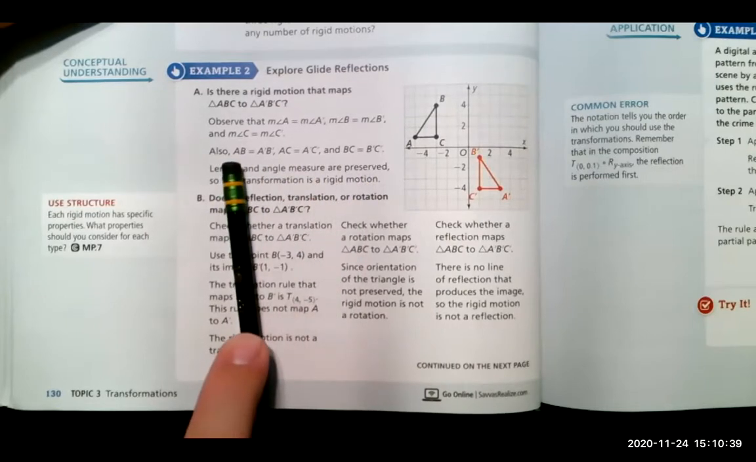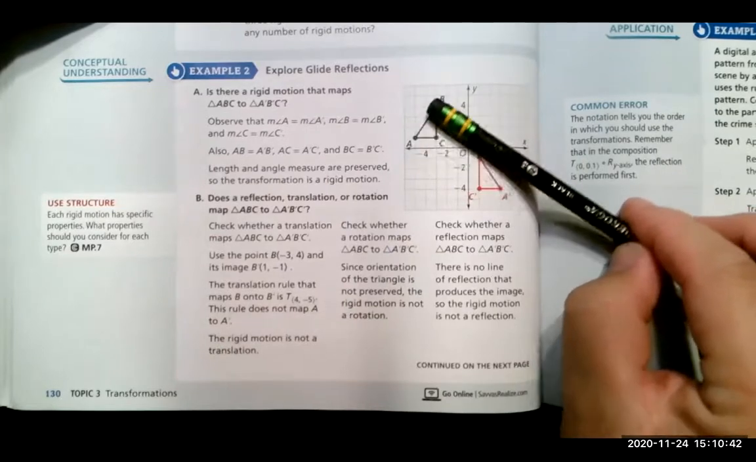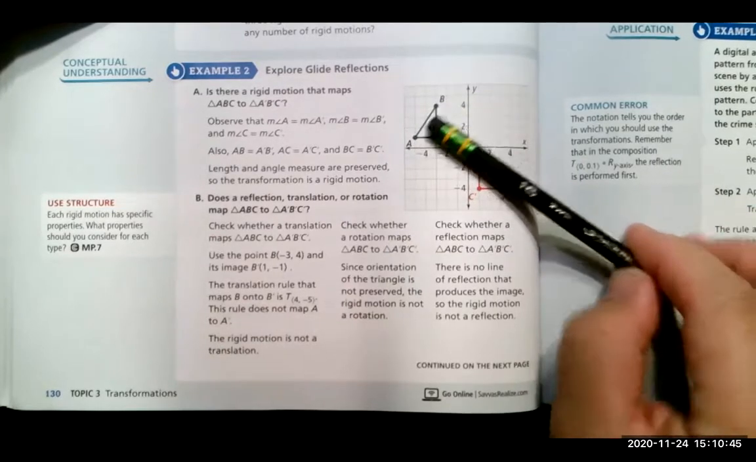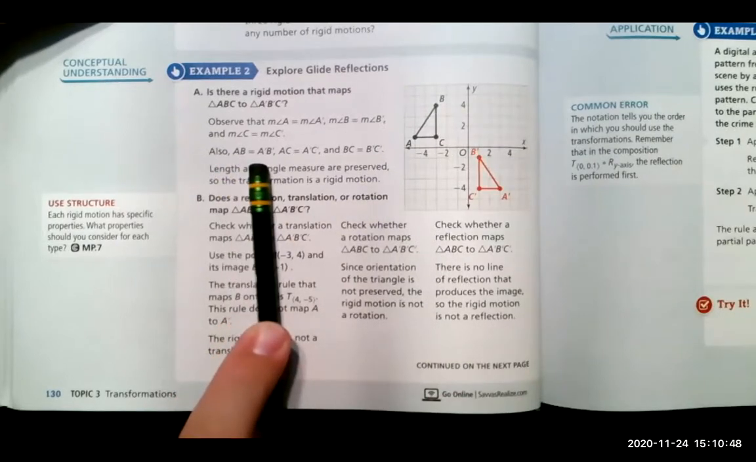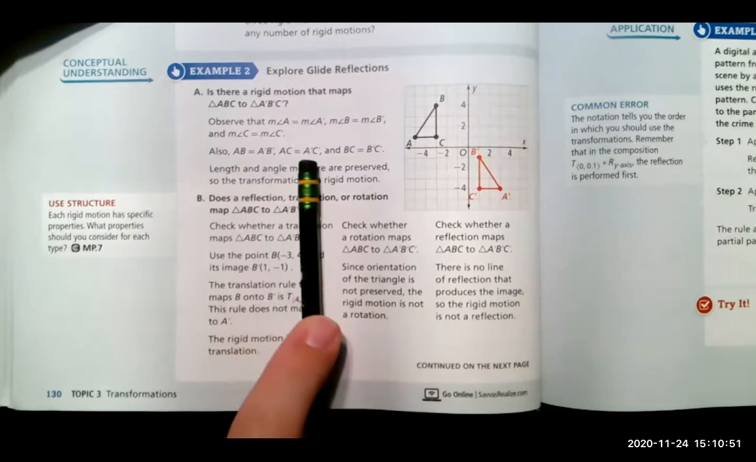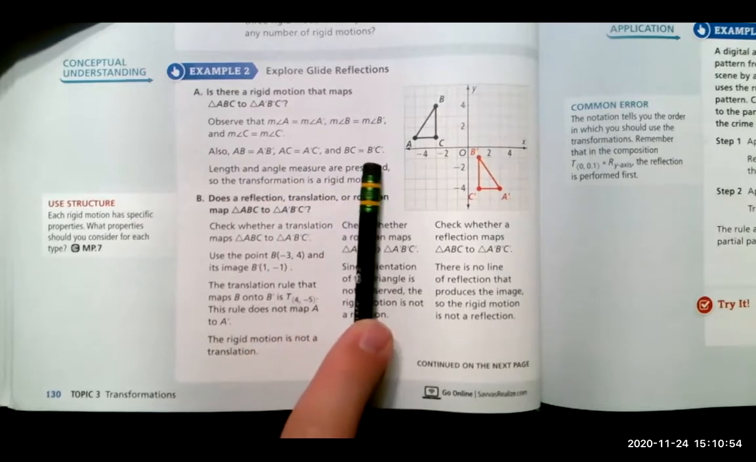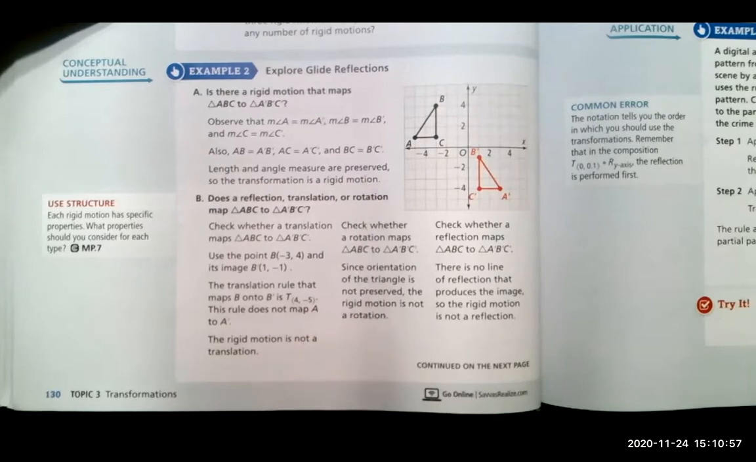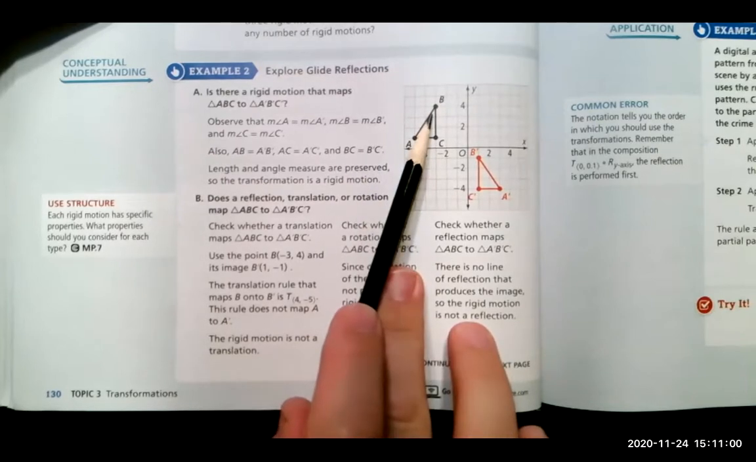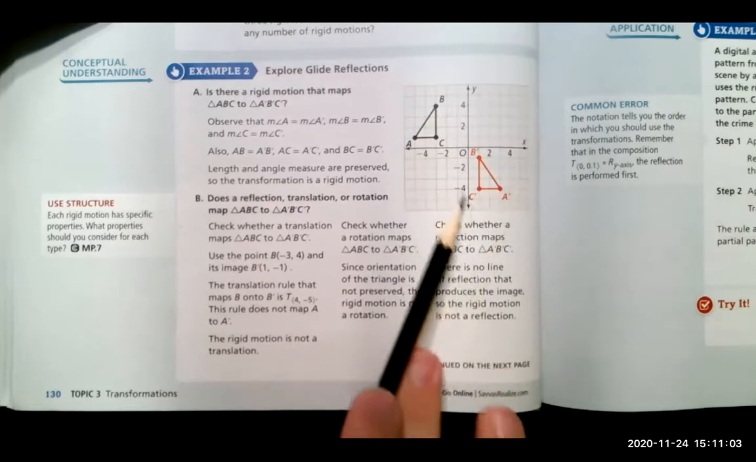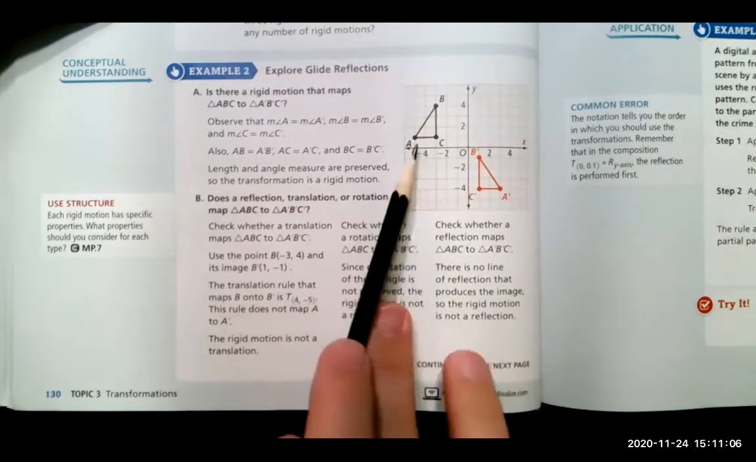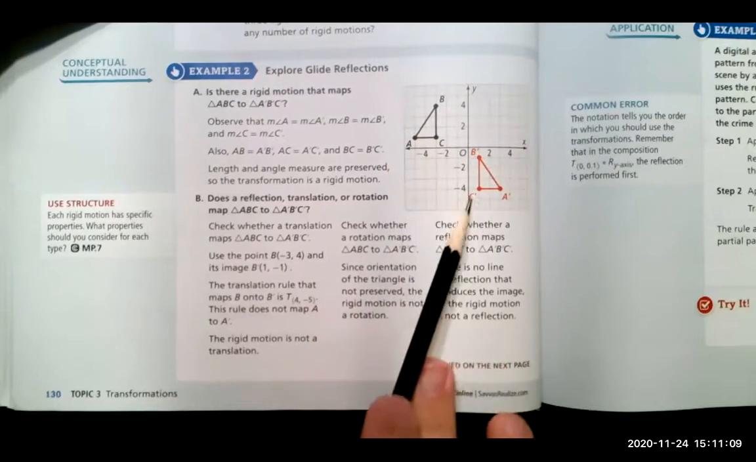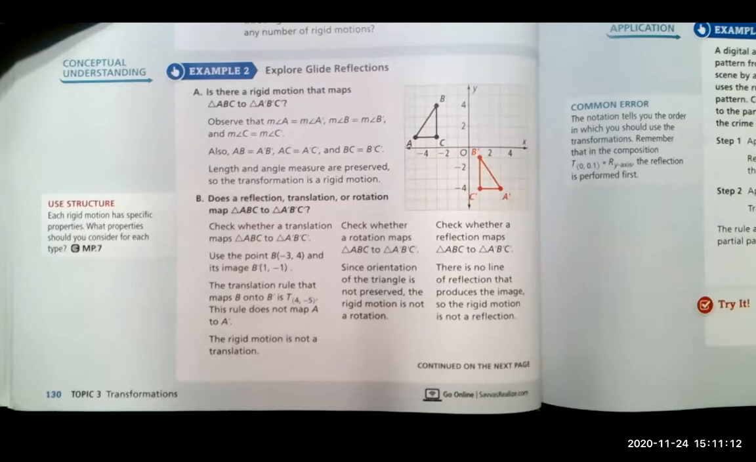They're also emphasizing that the side lengths are the same. If you whipped out a measuring tape, or just calculated the distance of AB, it's the same distance as A prime B prime. AC is the same distance as A prime C prime, and BC is the same distance as B prime C prime. So what they've shown you so far is that all 3 of these pre-image angles are equal to the image angles, and the side lengths of my pre-image are equal to the side lengths of my image. So they've proven that it is a rigid transformation. We went from the pre-image to the image using rigid transformations.